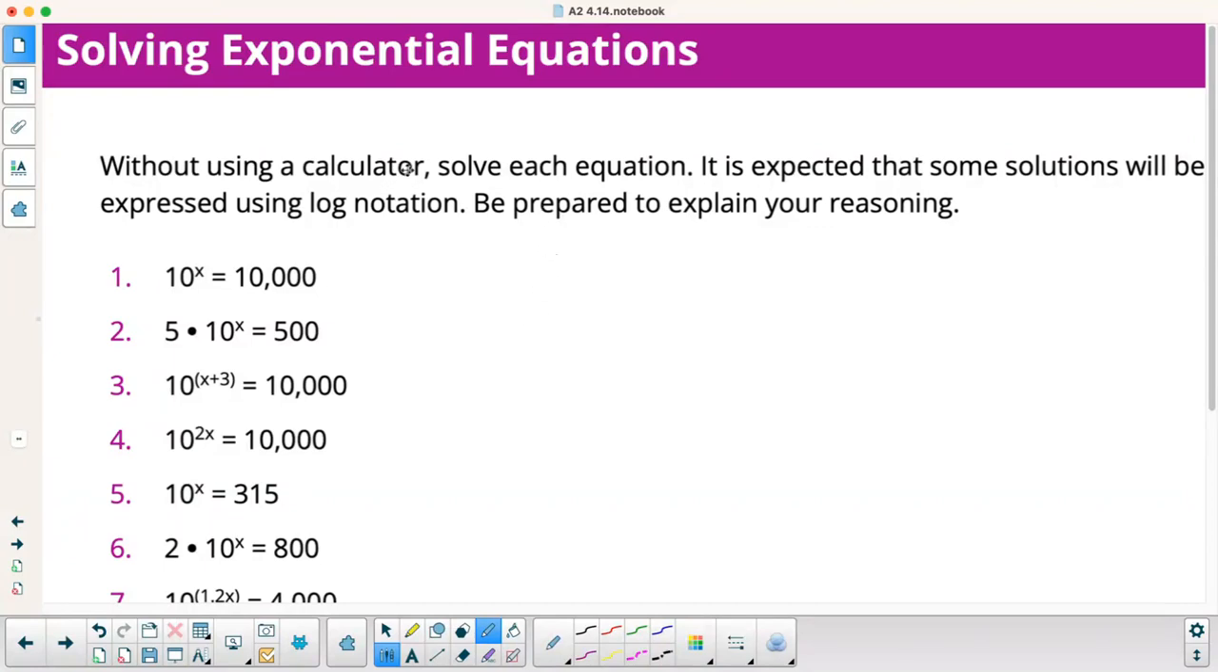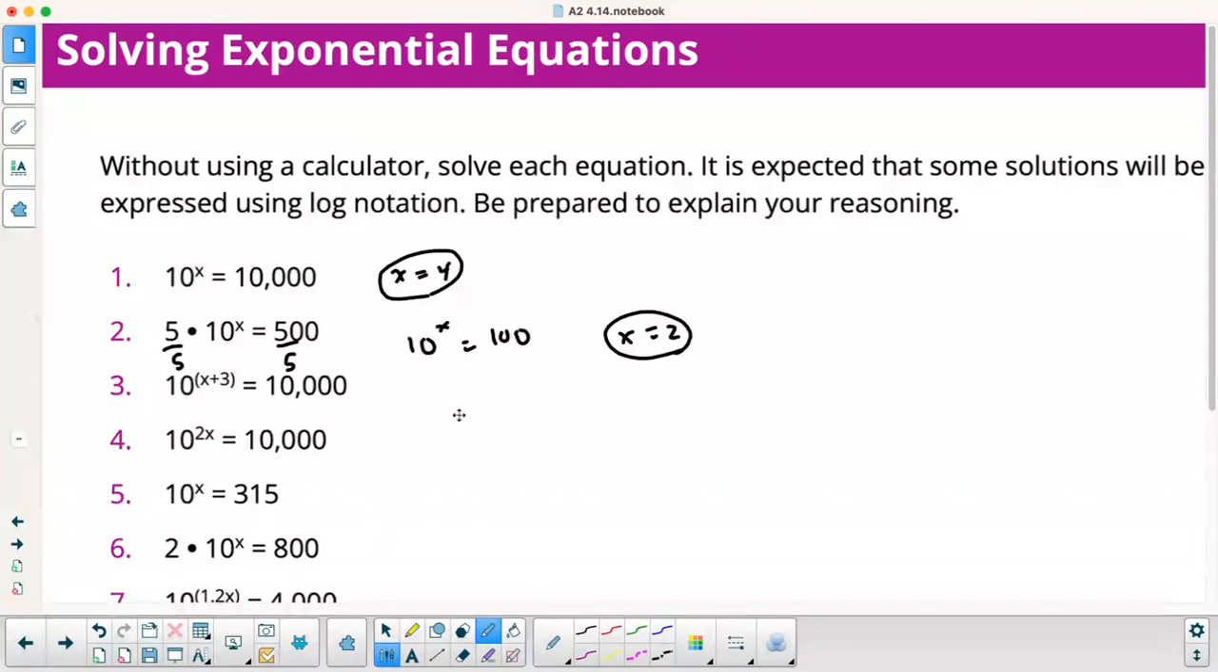All right. Without using a calculator, solve each equation. It's expected that some solutions will be expressed using log notation. Okay, so 10 to what power equals 10,000? That one I can do in my head. That's going to be 10 to the 4th. This one I might be able to do in my head. Let's divide by 5 first. 10 to the x equals 100, so that's going to be 2. 10 squared will give me 100.